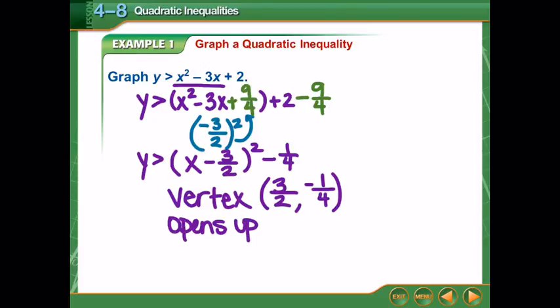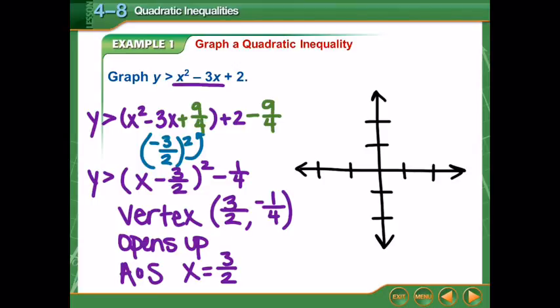Okay, another important feature is the axis of symmetry. The axis of symmetry is going to be x equals whatever your x equals for the vertex, and that's 3 over 2. So what I'm going to do is put a coordinate plane on here. We're going to plot this information, and then we'll get to the inequality part of the quadratic inequality.